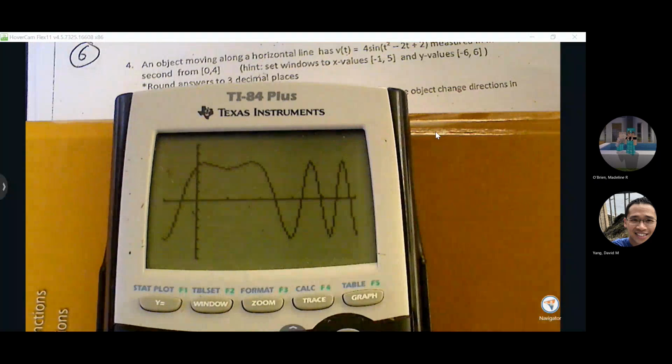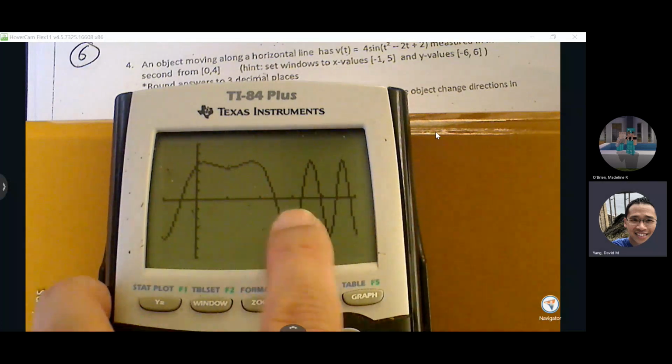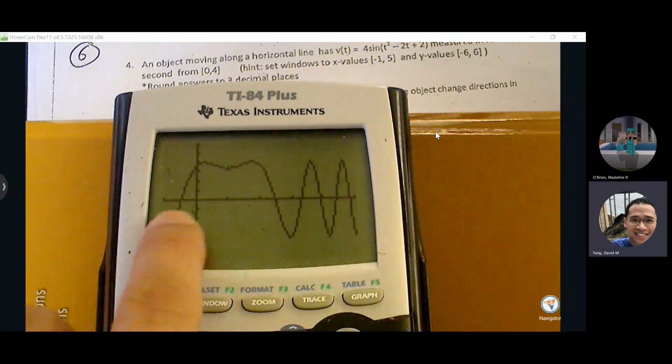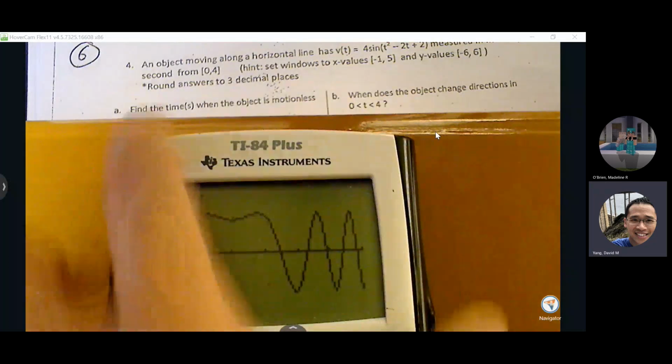So how many locations is velocity 0? 4. Okay. 3. Yeah, 1, 2, 3, 4. Wait, what about the... Oh, actually, you know what? Just 3. 1, 2, 3. Because this is past 4. And we don't count this one because we only care from 0 to 4. Okay. So we want to look for those places.